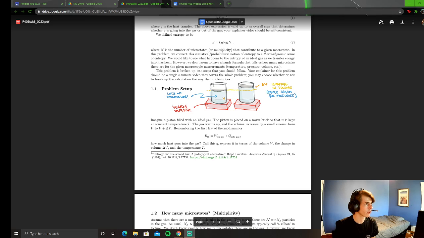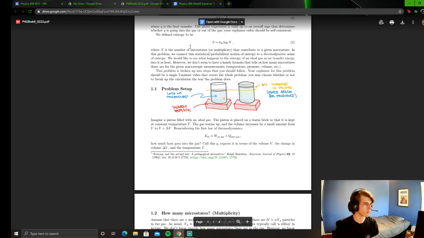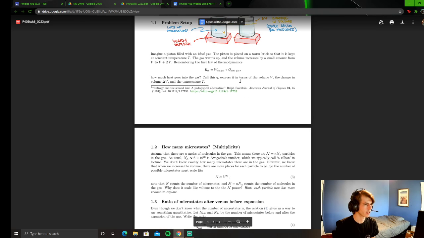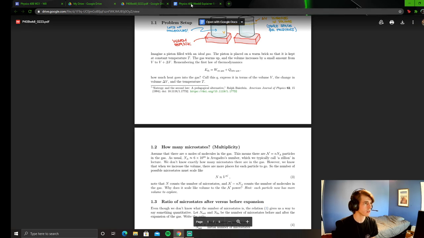Here's the document where you'll be looking at the problems, and then I made my own to go over the solutions. So the first part is the problem setup. In this part, we're tasked with, I believe, just finding the Q. Just note that in the problem they express Q as a little q or lowercase q. So we'll be substituting lowercase q for this Q into the gas. It wants us to express it in terms of V, delta V, and T.